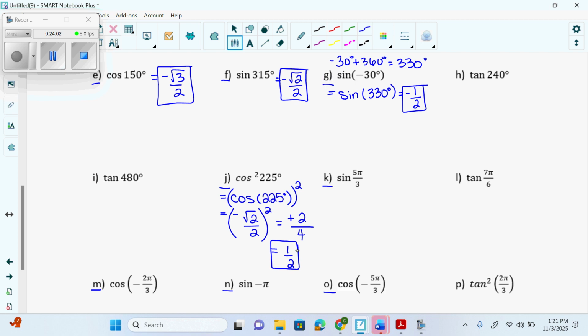Okay, sine 5 pi over 3 lands you in quadrant 4. 60-degree reference angle. And it's y, so it's negative root 3 over 2.